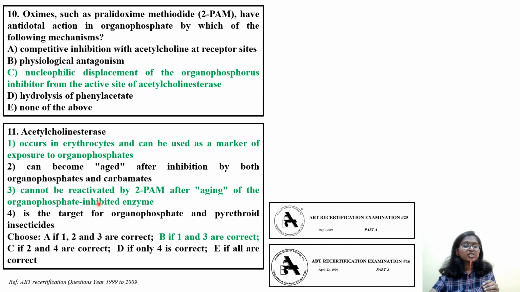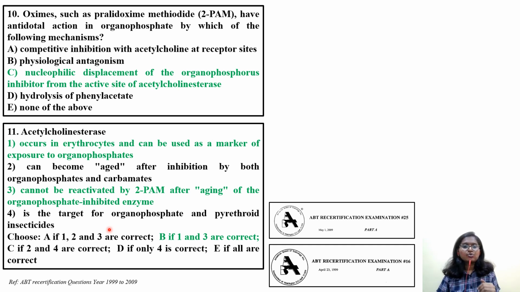Let's see what is option number 3. Acetylcholinesterase cannot be reactivated by 2-PAM after aging of the organophosphate inhibiting enzymes. So the dying back mechanism is there, no? That concept, if you understand aging of the neurons, that concept you have to give.